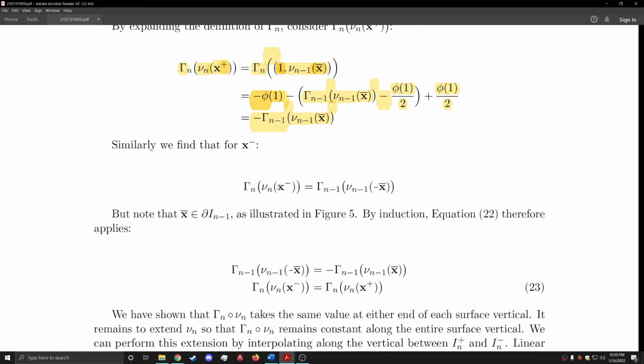That was for x plus. We do the exact same thing for the minus, and we get this, which is going to be the same thing, but instead of negative gamma, we're going to get negative x bar.